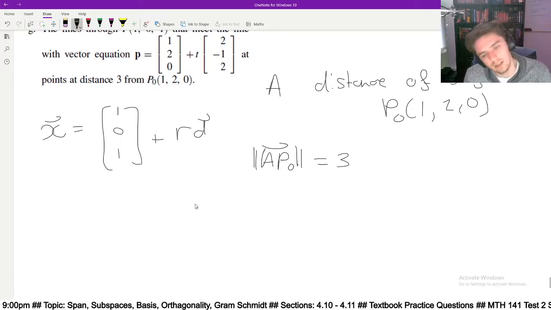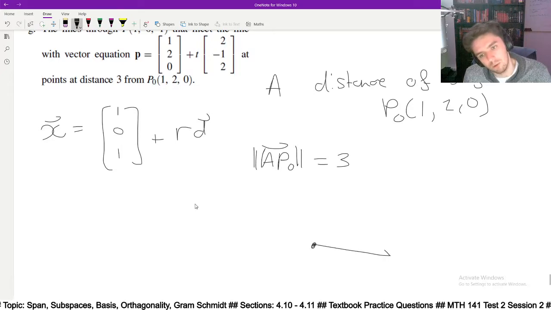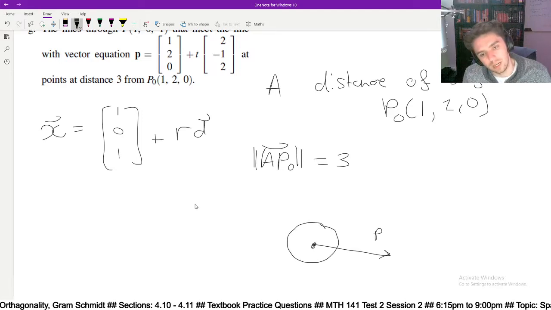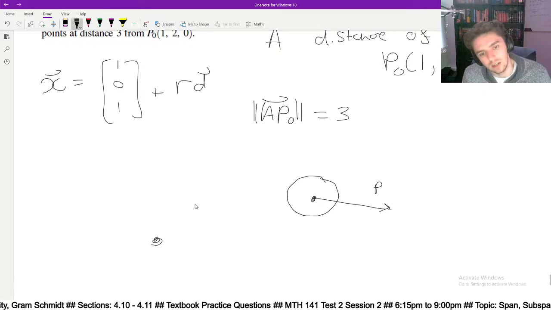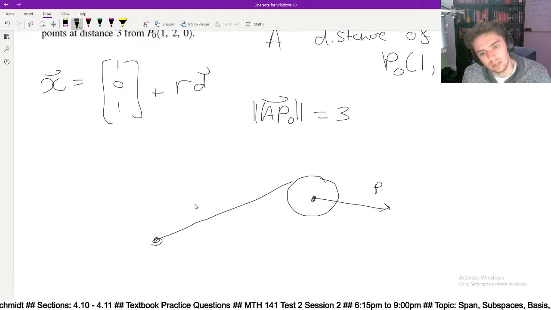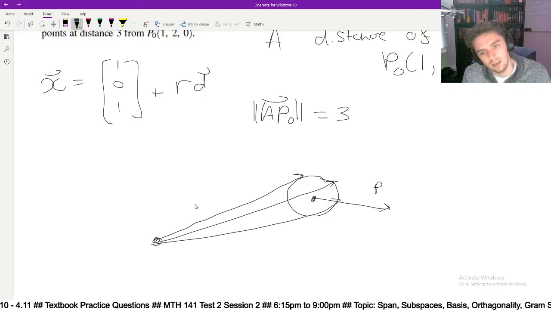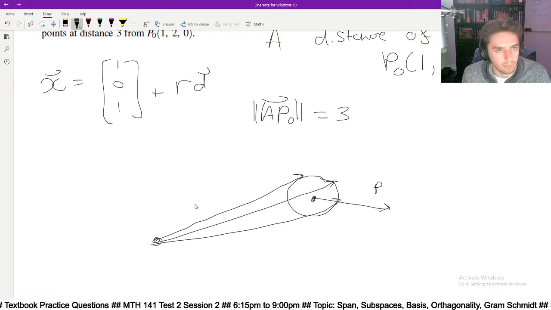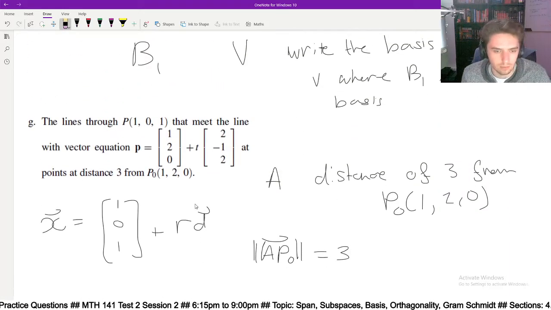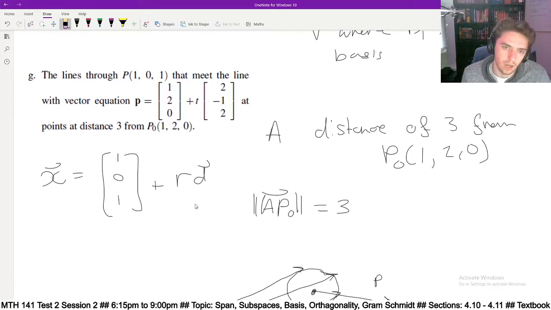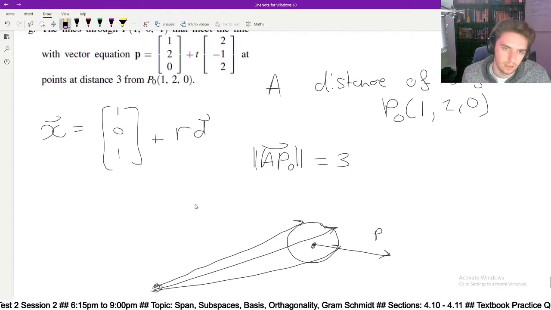Because what I'm imagining is, this is our point, that's P, and we're looking for this globe around it at a distance of 3. Then we have this line over here. Well, it could touch there. It could touch there. Could touch there. Right? It doesn't say anything about the distance from the rest of P. Right?